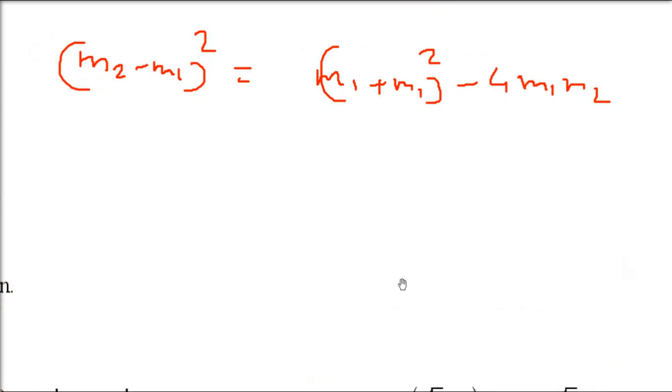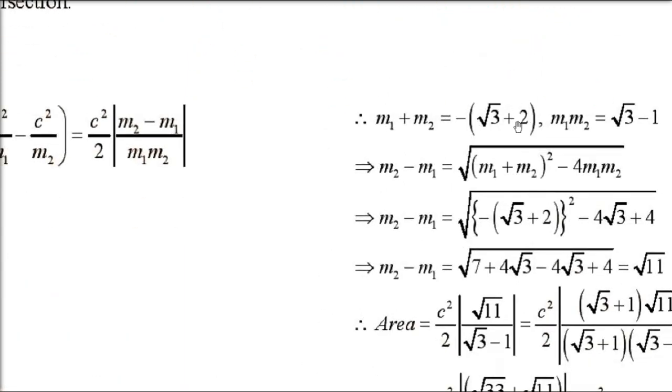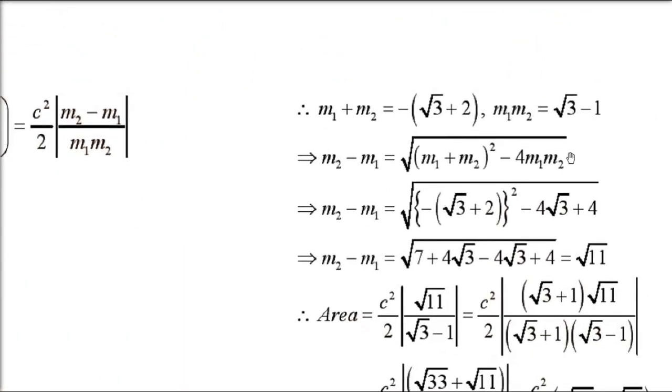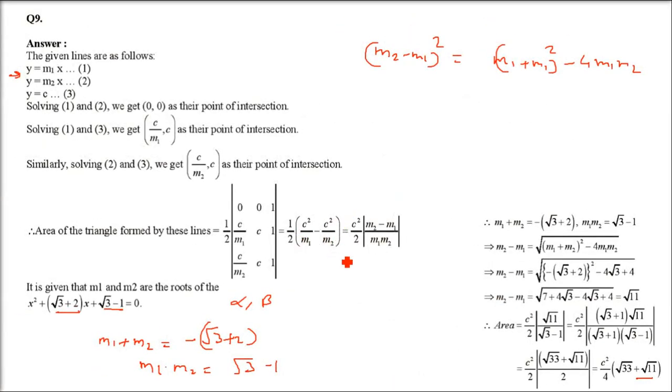m1 plus m2 is known to us. We just found out minus (root 3 plus 2), and m1 m2 is root 3 minus 1. When you solve this, you are going to get root 11. I hope you will be able to do this. Root 11 is m1 minus m2 or m2 minus m1.